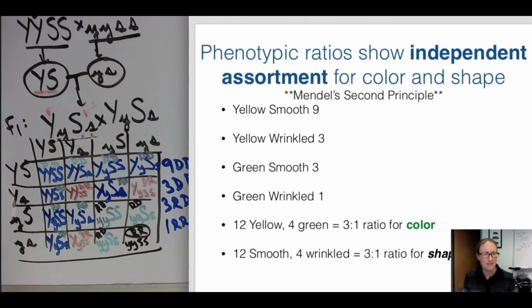And we can add these together in a slightly different way, and note that if we were only tracking color, we'd wind up with 12 that are yellow and 4 that are green. And we can reduce that fraction down to a 3-to-1 ratio for color. And the same is true for shape. If we add things up, we've got 12 that are smooth, we've got 4 that are wrinkled, so we've got a 3-to-1 ratio for shape as well within this overall picture, working with 2 traits.